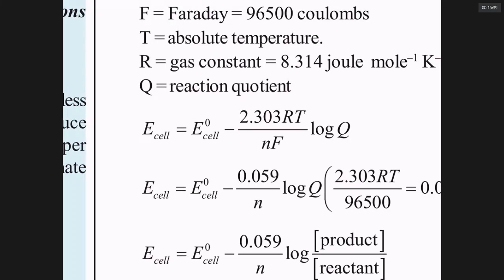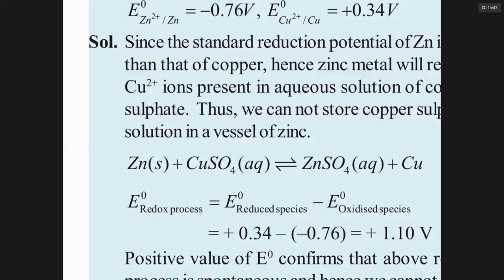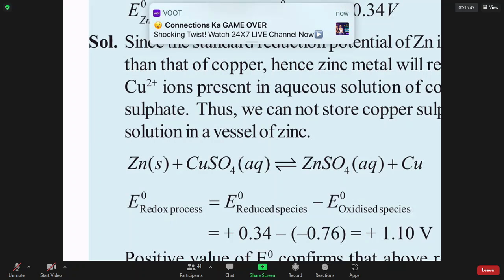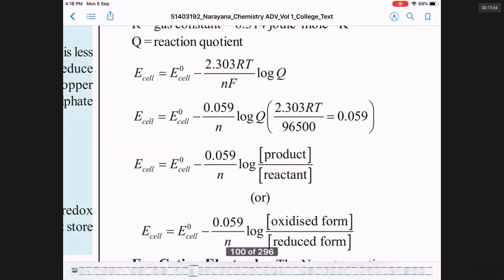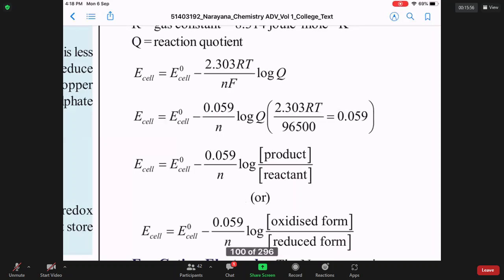In the cell of zinc and copper sulfate, which gives zinc sulfate and copper, the product ion is zinc ion and the reactant ion is copper ion. Therefore, here the Q represents product ion concentration by reactant ion concentration. At equilibrium, log Q is equal to log K.